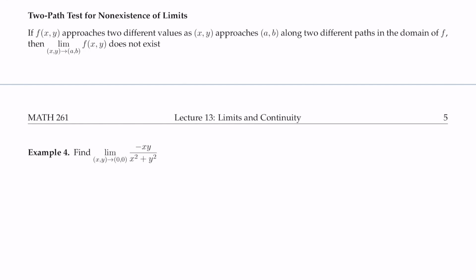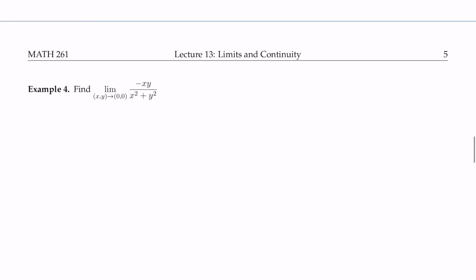That is, if f of x, y approaches two different values as (x, y) approaches the point (a, b) along two different paths in the domain of f, then the limit of the function f of x, y as (x, y) approaches (a, b) does not exist. For example, consider the following limit: the limit of negative xy over x squared plus y squared as (x, y) approaches (0, 0).